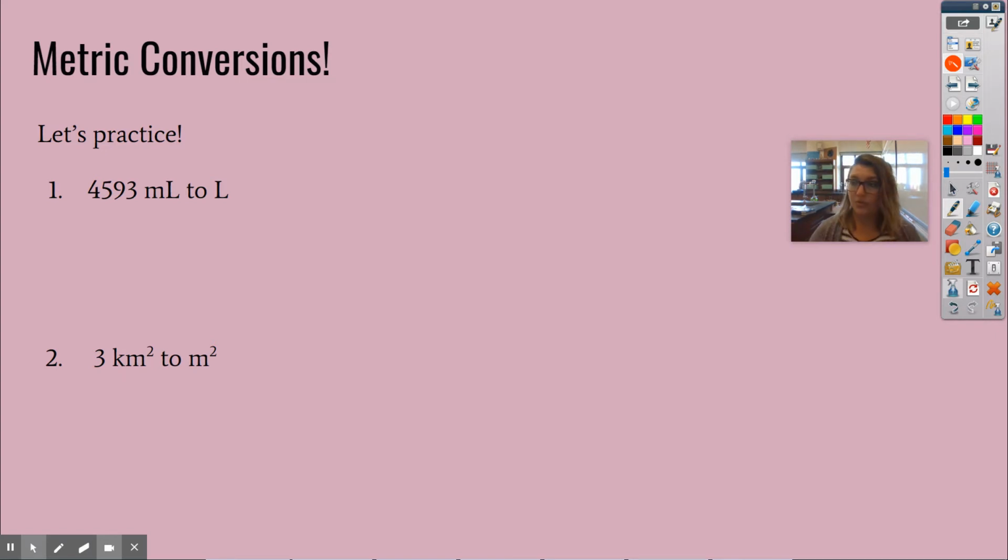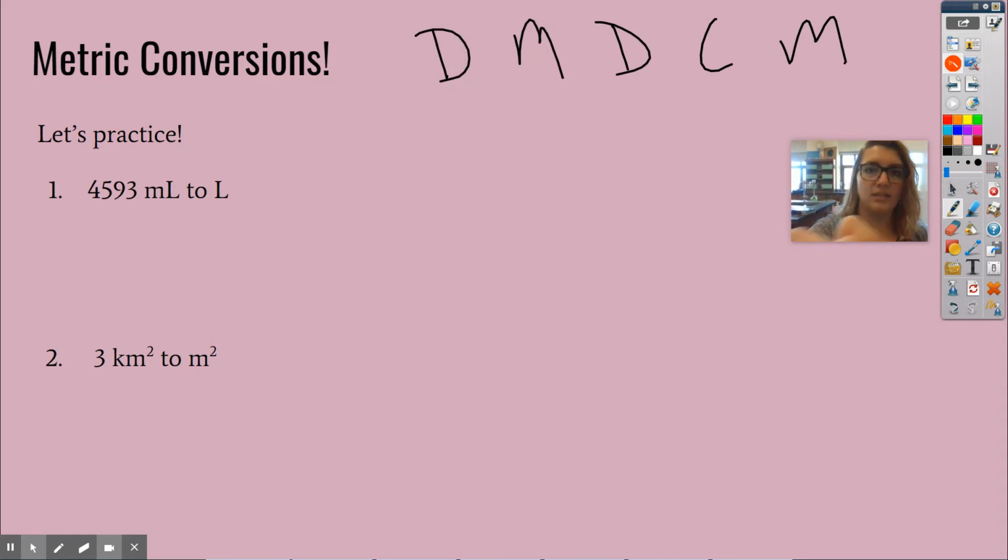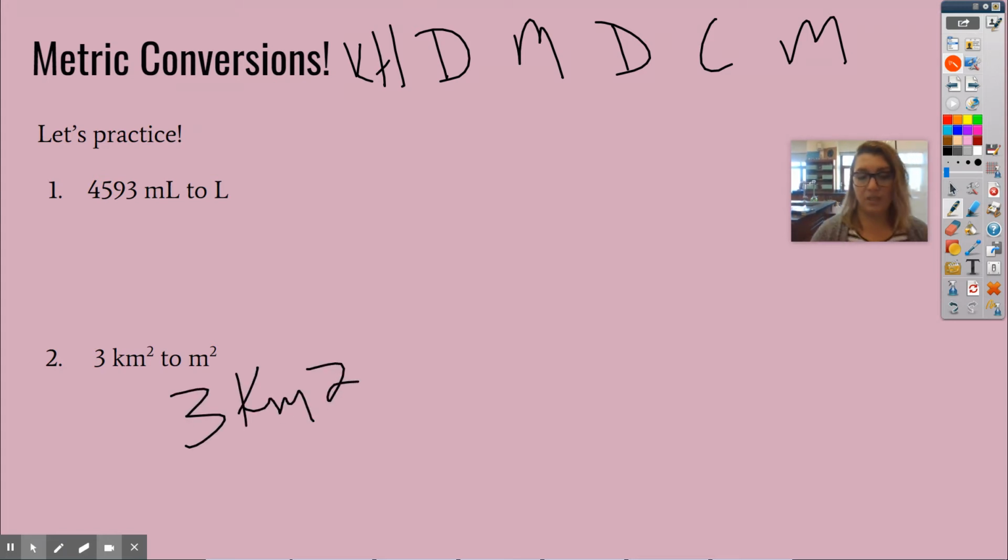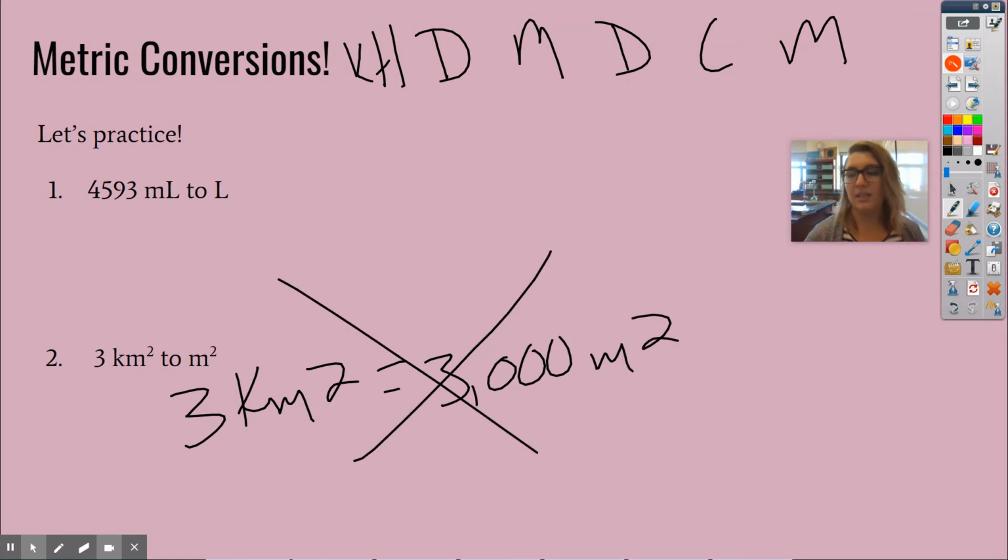So let's do number 2 together. So my cat, Donna Marie, doesn't have kittens. All right, so we're at 3 kilometers squared. So if you follow what we just did, you might be thinking that this is 3,000 meters squared, but that is wrong. All right, so the reason it's wrong is because we have it squared.